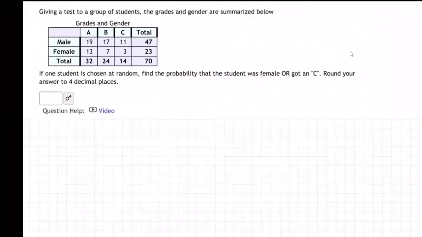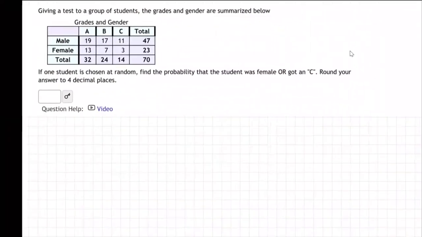Well, let's make sure that we're really clear on what the different parts of the table mean. For example, these 19 people, what do we know about them? They're males who got an A on the test. What about these 13 people? They're females who got an A on the test. What about these 17? They're males who got a B. These 7 are females who got a B. These 11 are males who got a C. And these 3 are females who got a C. All right, now we're ready for the question.